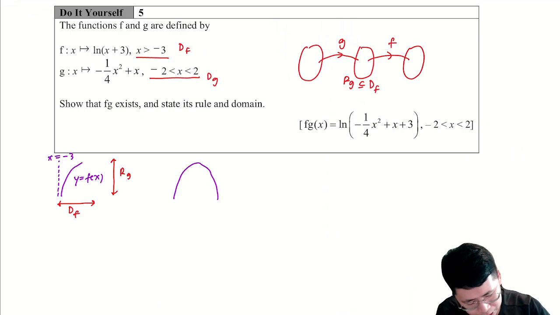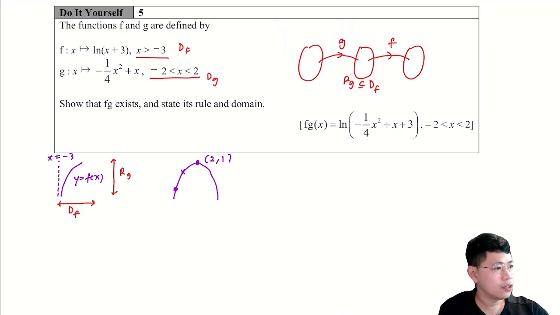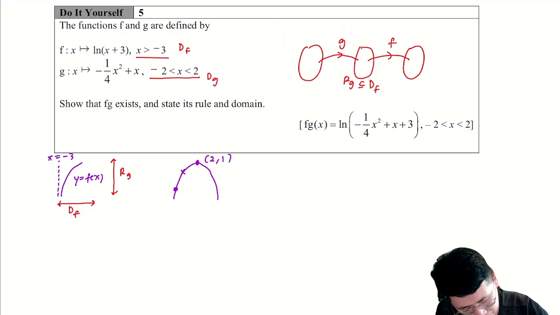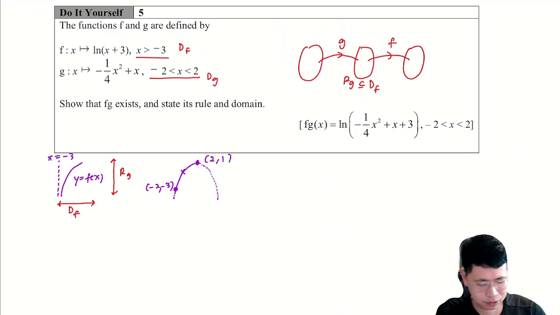Okay, so using the GC very quickly, this point is actually (2, 1). It will pass through the origin (0, 0). And this point over here is (negative 2, negative 3). Just do a very quick sketch of this. And the part that I don't really want is actually here, so this part at the side I don't really want.